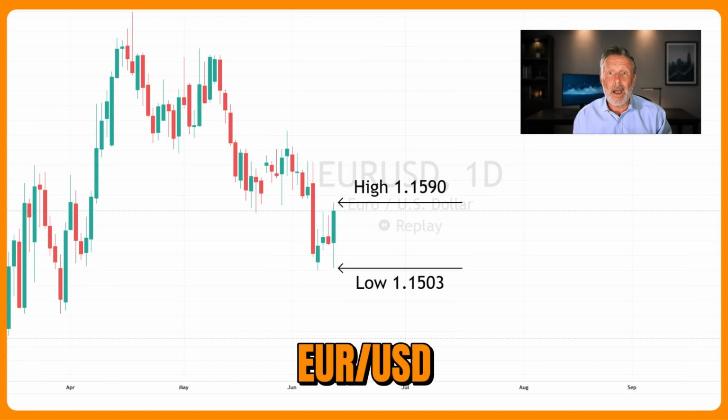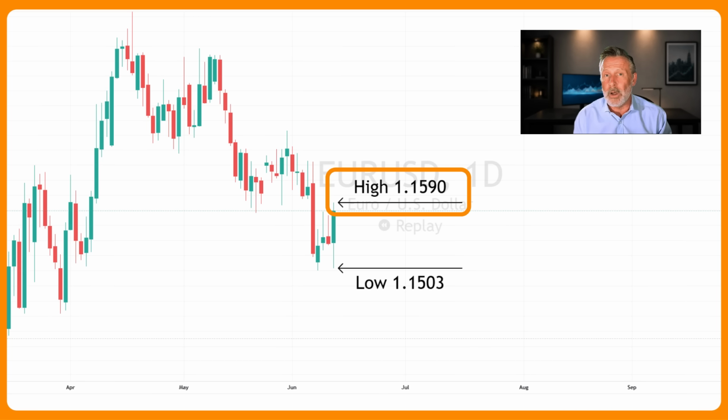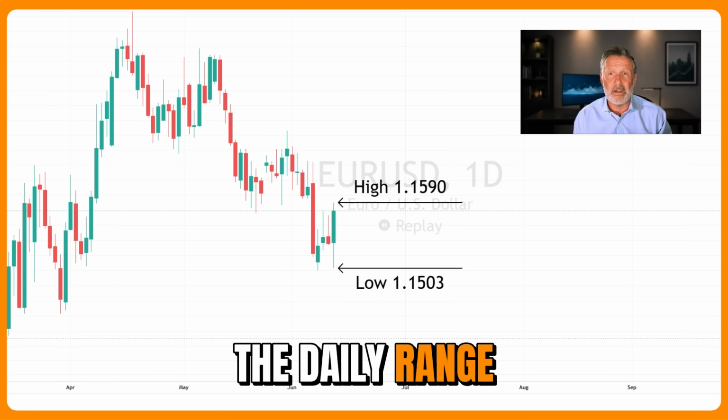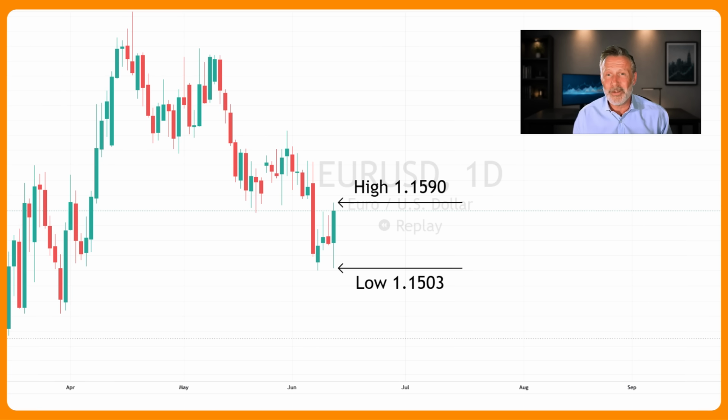Before we delve into this, we need to discuss the daily true range, as there can be some confusion. On a normal trading day, the calculation is easy. Let me show you. The euro against the US dollar has a high of 1.1590 and a low of 1.1503. The daily range is 87 pips. Simple, but this can differ.